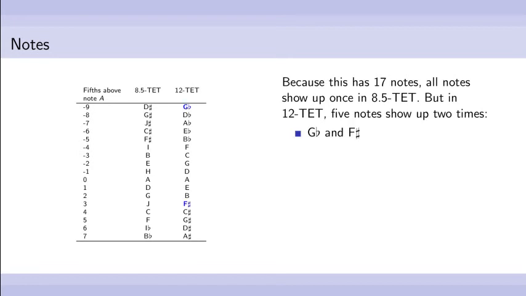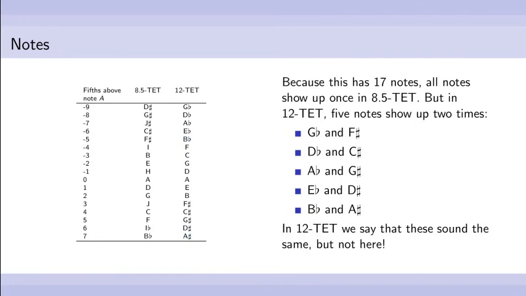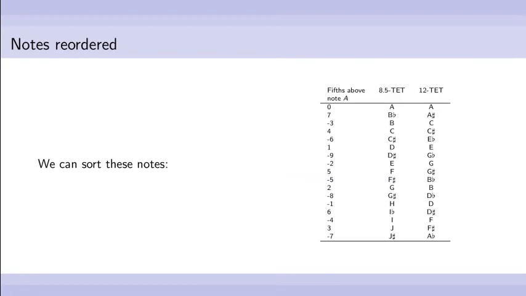G flat and F sharp, D flat and C sharp, A flat and G sharp, E flat and D sharp, B flat and A sharp. In 12 TET we say that these sound the same, but not here. We can sort these notes, see the table.